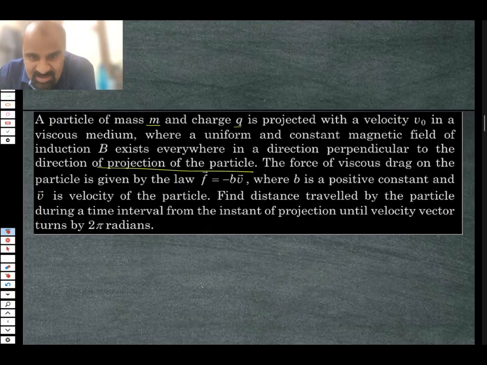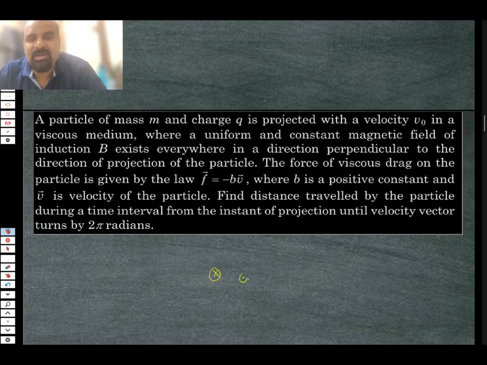of the particle. So if the particle is projected this way, then the magnetic field may be either out of the plane or into the plane. It is perpendicular to the direction of the projection of the motion. By the way, it can be along the y-axis also, but if you have solved any magnetism problem, you know that most of the time we prefer to take the magnetic field either into the plane or out of the plane because that makes our diagram easier. All right, so the drag force is again given by the same result.